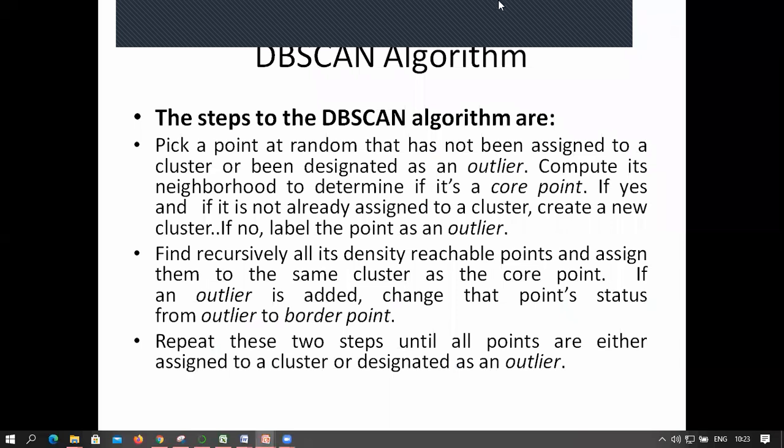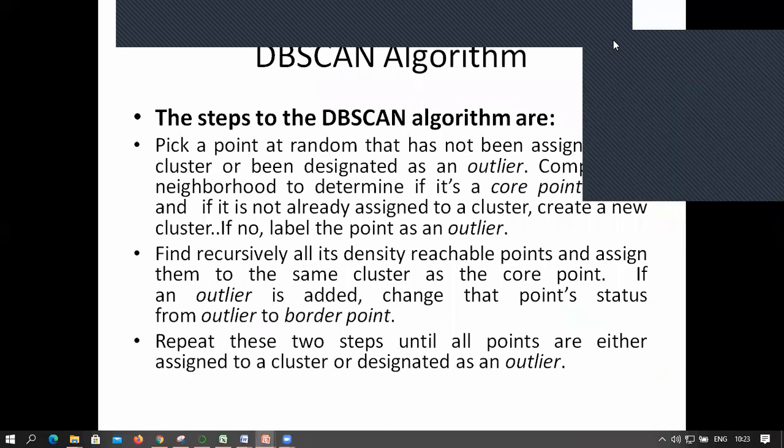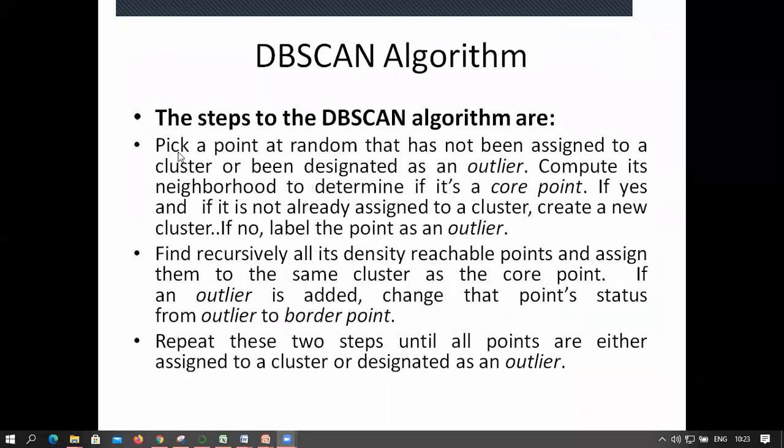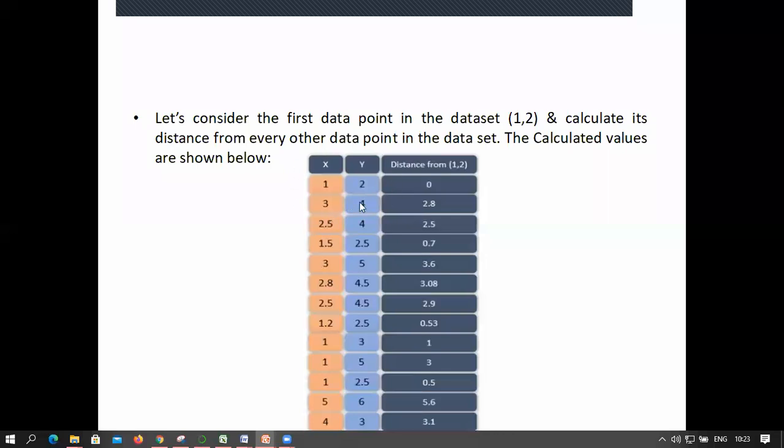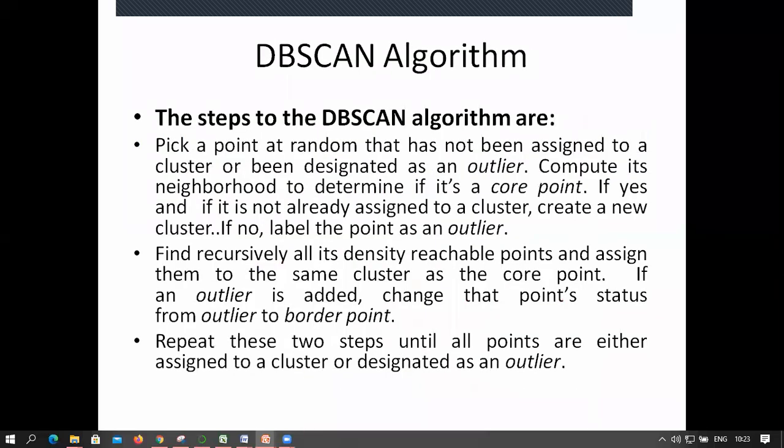Next, this is the algorithm, whatever we have done. Okay, Pavan. So what was the first step? You need to pick any point at random that has not been assigned to any cluster, or suppose that is not an outlier. Then we will compute its neighborhood to determine if it is a core point or not. Like you can see over here, I'm taking any data point at random. Suppose I'm selecting 1, 2. I'm finding the different neighbors of that. Fine. And then if it is a core point, I'll say it is a core point.